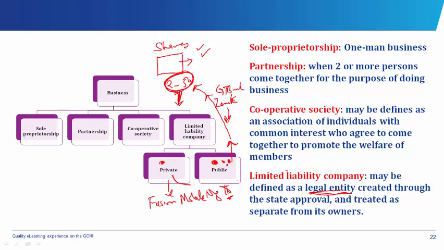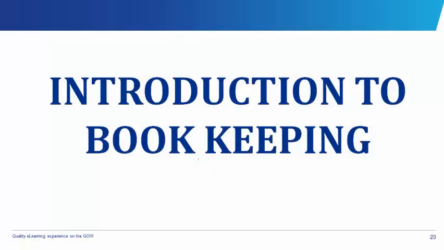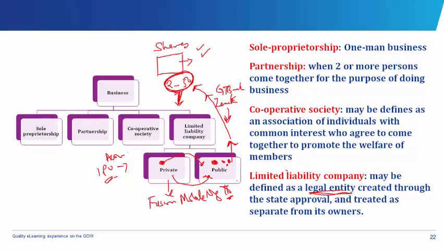Private companies can easily convert to public companies through what is known as IPOs. When you get to commerce or accounts in senior secondary studies, you understand what it takes to move from a private company to a public company. Okay, so that brings us to the end of this chapter.